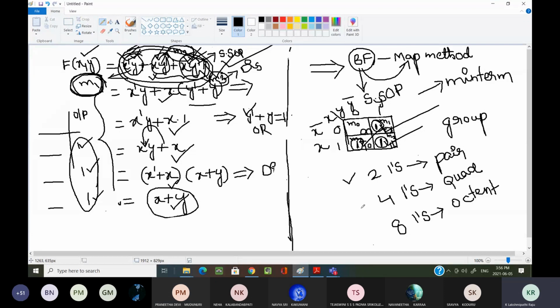Sir, why are you telling this pair concept, quad concept, and octant concept? A pair will reduce one variable, a quad will reduce two variables, and an octant will reduce three variables. Okay.